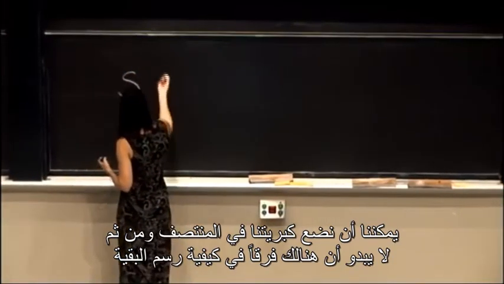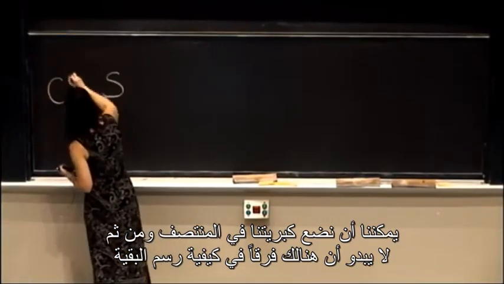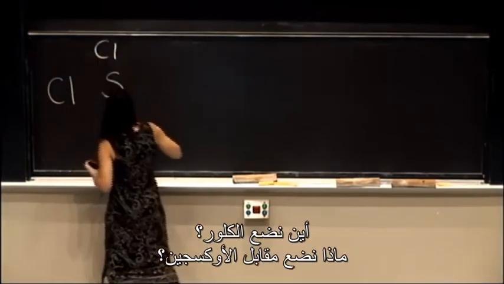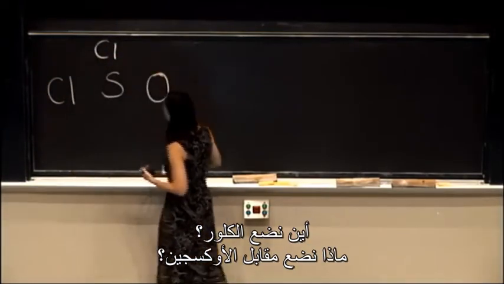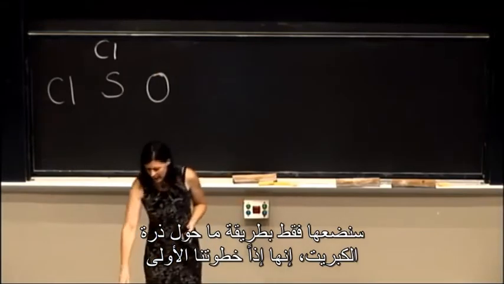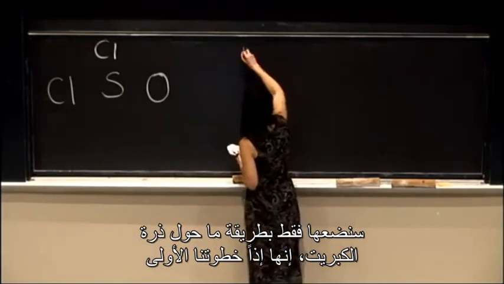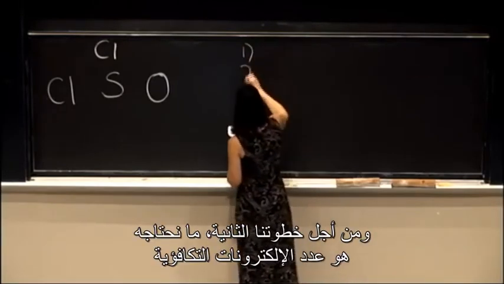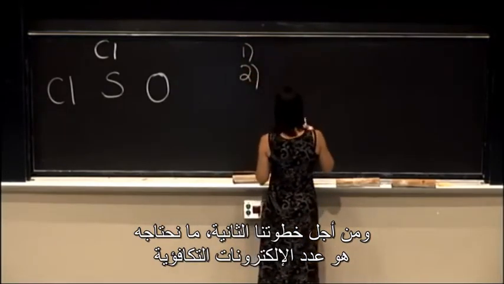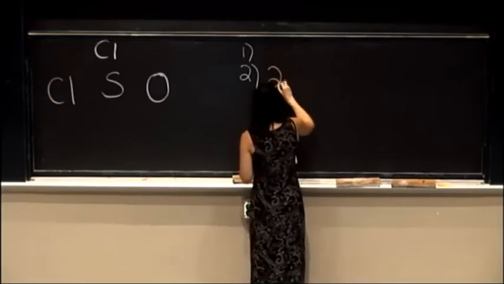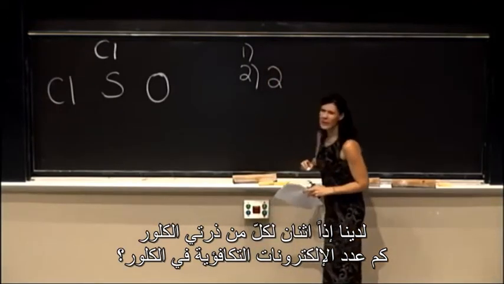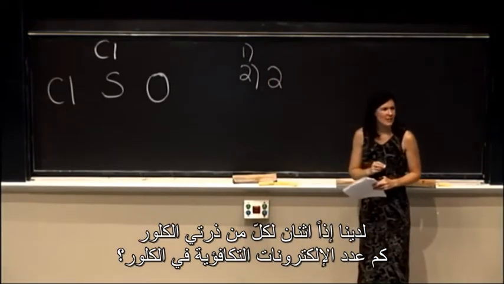So we can put our sulfur in the middle, and then it doesn't really matter how we draw the rest of it, where we put our Cls versus where we put our oxygens. We'll just put them in some way around our sulfur atom. So that's our step 1. For our step 2, what we need is number of valence electrons. So we have 2 for each of the chlorine. How many valence electrons are in chlorine?